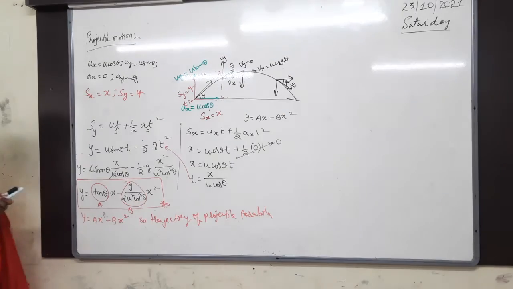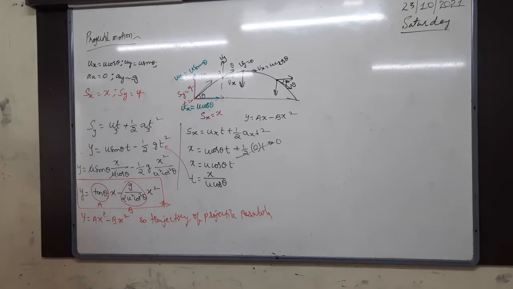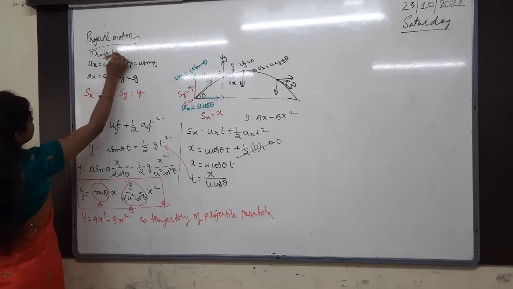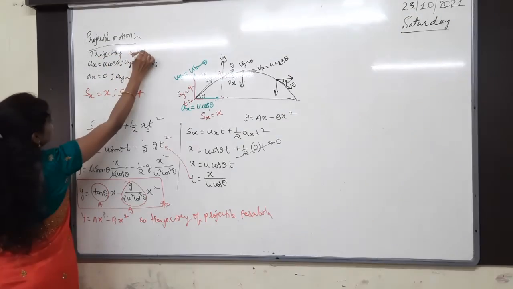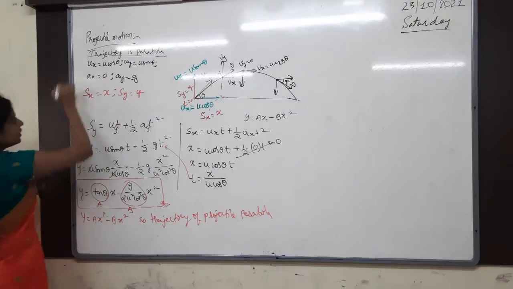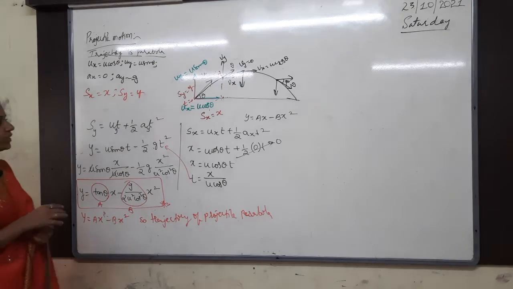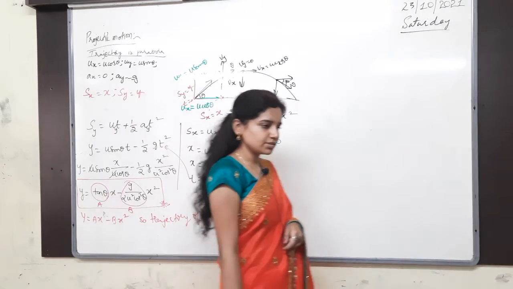That's it. Copy that. Trajectory of projectile is parabola. I think the diagram you have drawn already. There you have written that Sx is equal to x. You did not write that. No need to draw. Just copy that. If there are any changes in the diagram, then you make the changes and copy everything.